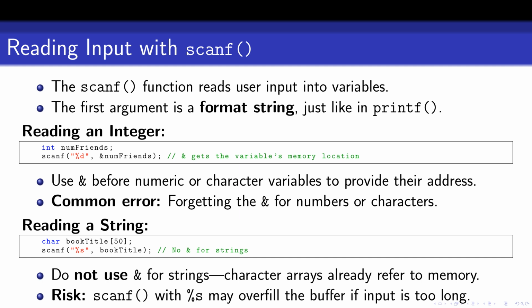But strings in C work differently. They're stored as character arrays, and the array name itself already points to memory. So if you declare char bookTitle[50], you would use scanf("%s", bookTitle), without the ampersand. Be aware that %s stops reading at the first whitespace, so something like "C Programming Guide" would only store "C". We'll explore how to read full lines later, but for now, remember: use the ampersand for numbers, not for strings.